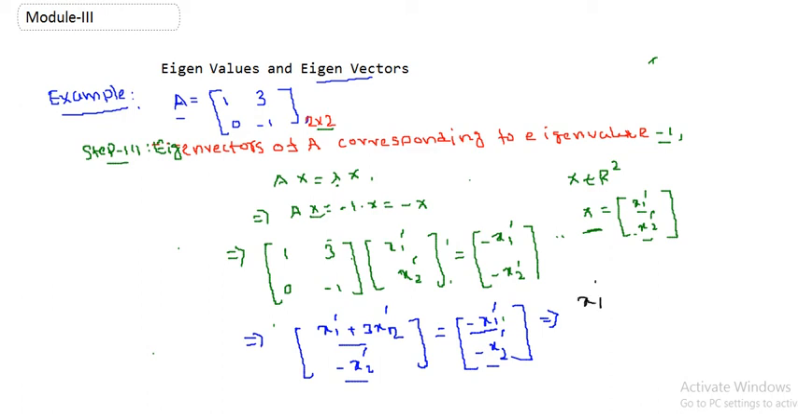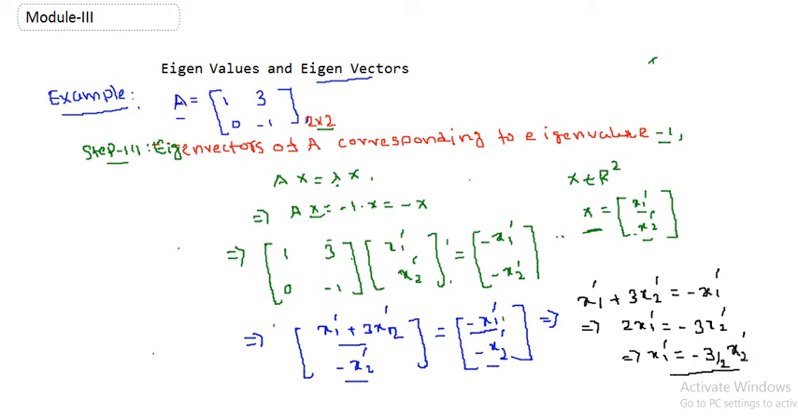So what are those equations? From the first one we get x1 dash plus 3 x2 dash equals minus x1 dash. From there we get 2 x1 dash equals minus 3 x2 dash, and x1 dash equals minus 3 by 2 x2 dash. So this is how x1 and x2 are related. From the second equation we already have minus x2 dash on both sides, so we do not get anything new. So here we have the relation: x1 dash equals minus 3 by 2 x2 dash.